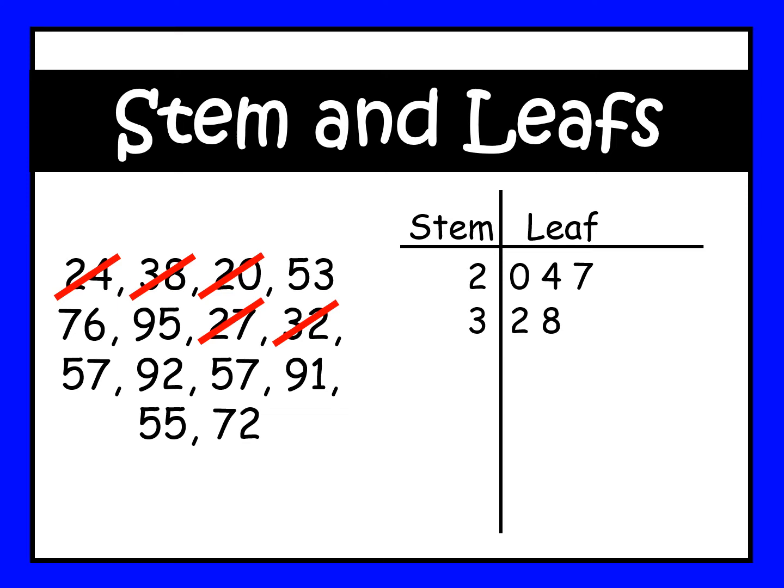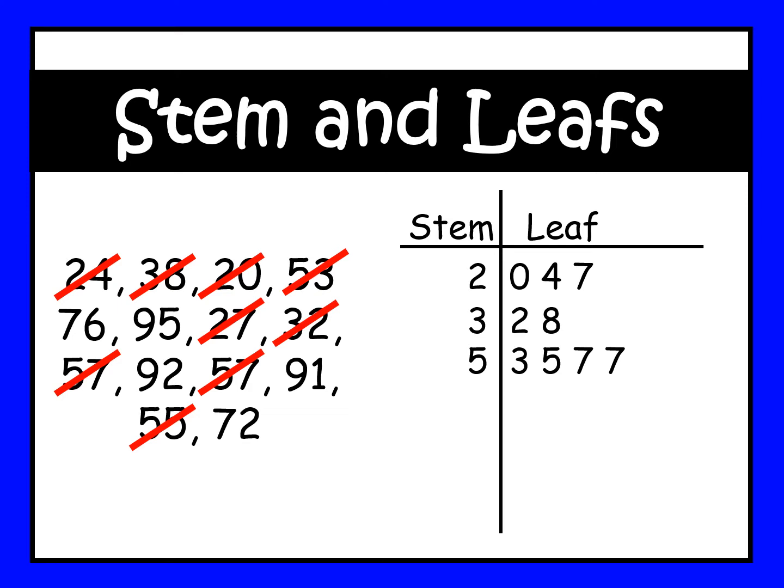I don't have any 40s. I do have 50s, so I have 53 and 57. I'm going to also put these in my stem and leaf. Oh, 57 two times. Oh, 55 too. So I have 53, 55, 57, and 57. I have the number 57 two times. That's why you see the number 7 two times there.